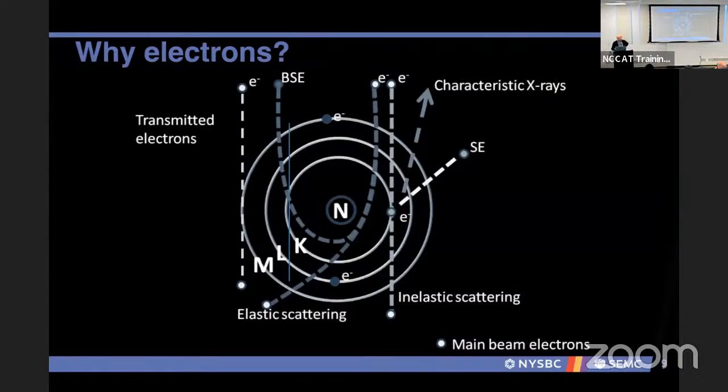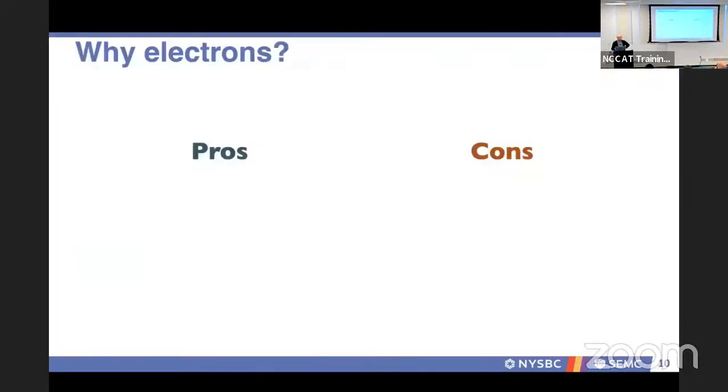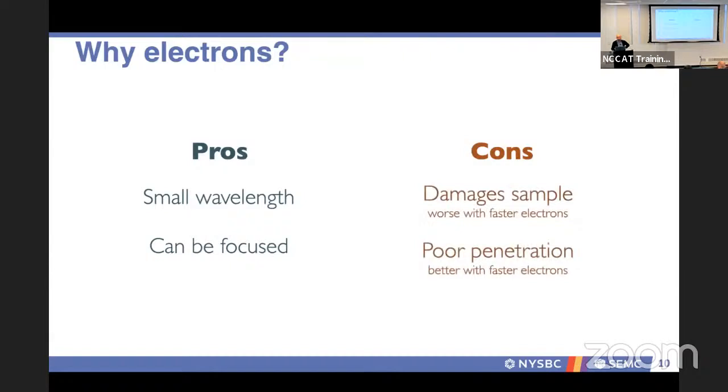So looking at electrons, why are we using electrons? There are a lot of advantages for electrons. They have a small wavelength and they can be focused. Unfortunately, as you saw, if you have a lot of electron flux, you can damage your sample. And given that our transmission electron microscopes are very similar to inverted microscopes, the thicker your sample, the poorer your penetration depth. So that gets you to a catch-22, because the more energy you give, the more damage you have. Though you have better penetration, your resolution is limited.